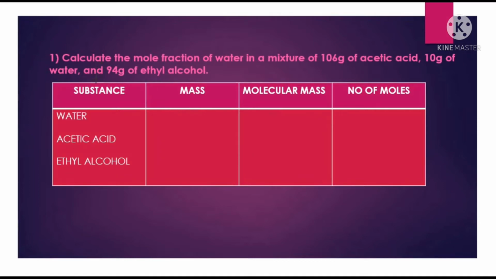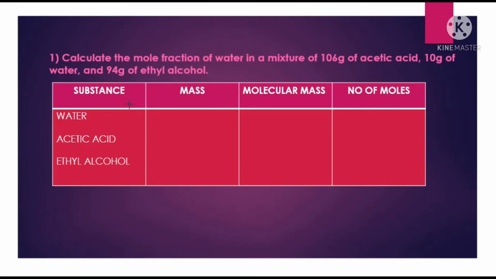Read the first problem, students. Calculate the mole fraction of water in a mixture of 106 grams of acetic acid, 10 grams of water and 94 grams of ethyl alcohol. These type of problems have 3 compounds given: acetic acid, water and ethyl alcohol. Here the same procedure you should follow for all the compounds. So it's better to draw a tabular column and do the calculation. It will be easy.